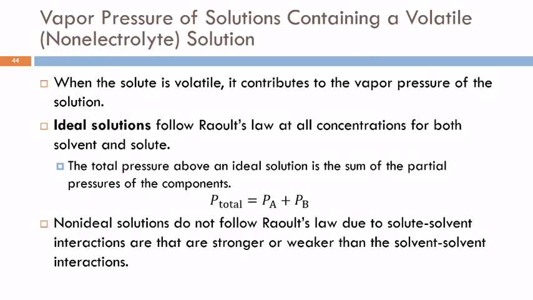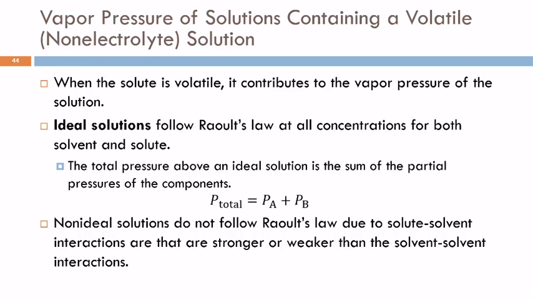What does volatile mean? It evaporates easily. Ethylene glycol is not volatile, and if we're putting sodium chloride into water, they don't have a significant vapor pressure of their own. But what if we put something like ether or alcohol in the water? They have a significant vapor pressure, in fact higher than water. So if the solute is volatile, its vapor pressure is going to contribute to the vapor pressure of the solution, and the vapor pressure can actually be higher than the solvent by itself.